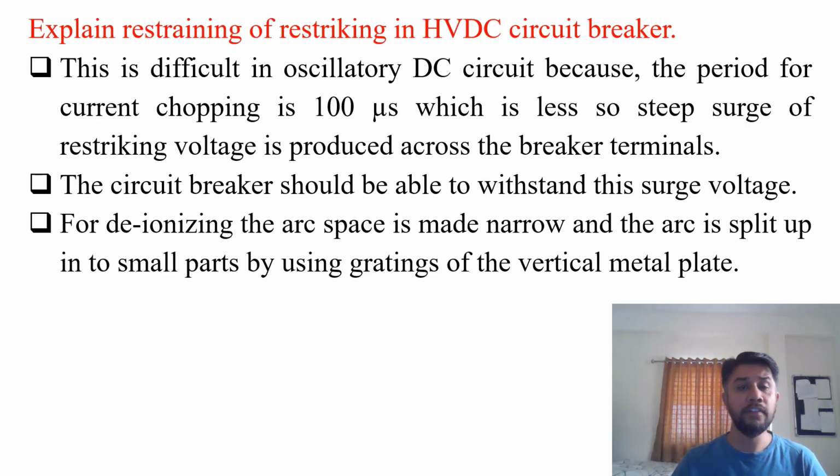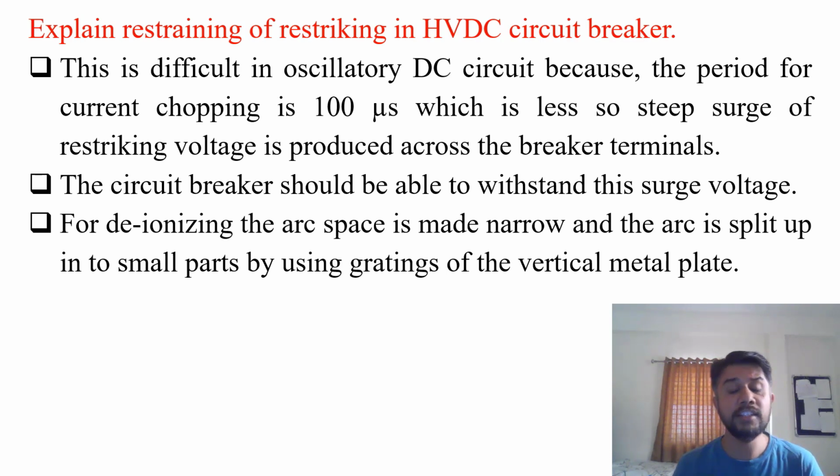Explain restraining of restriking in HVDC circuit breaker. It is the second difficulty associated with the HVDC circuit breaker that the restriking of the arc should be restrained or avoided. This difficulty in the oscillatory DC circuit is because the period for the current chopping is 100 microseconds, which is very short. So a steep surge of restriking voltage is produced across the breaker terminals. When the breaker is open, this surge voltage comes directly across the terminals, so the circuit breaker should be able to withstand these surge voltages.